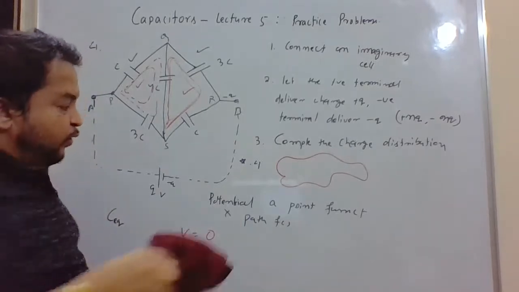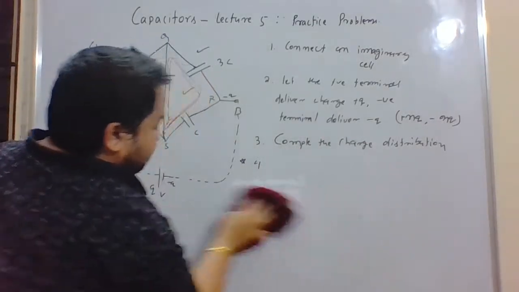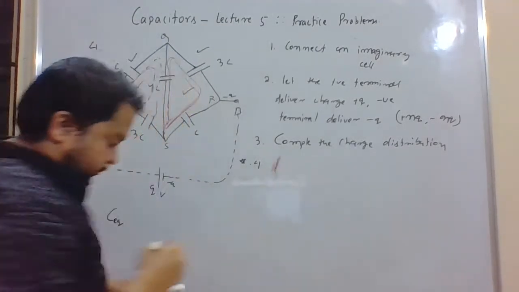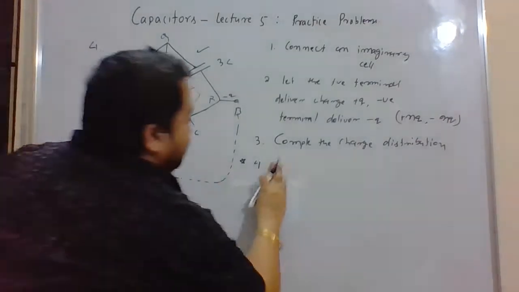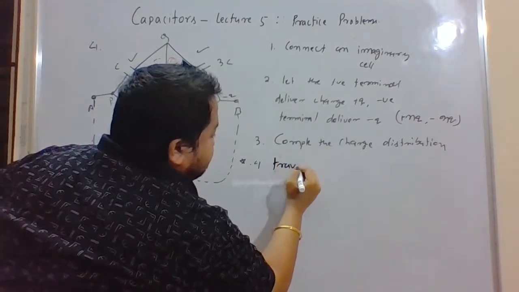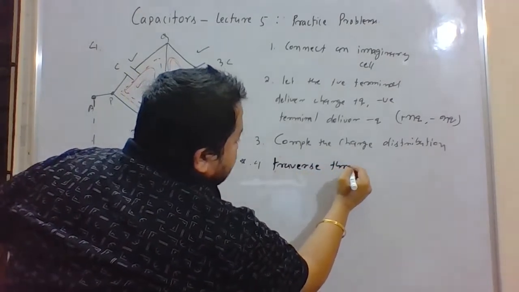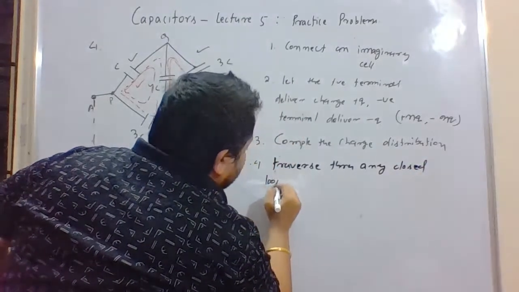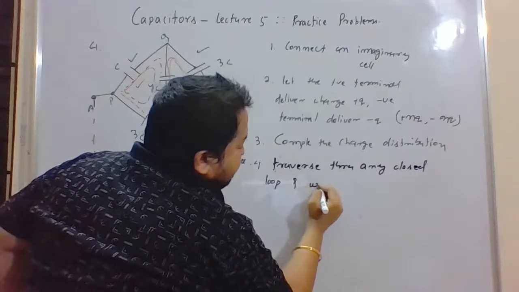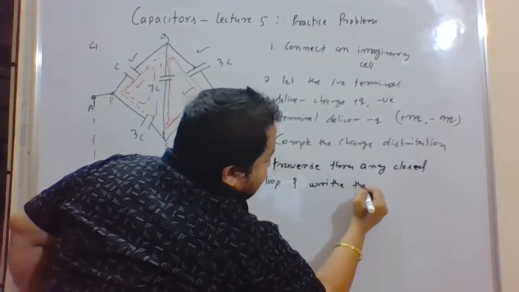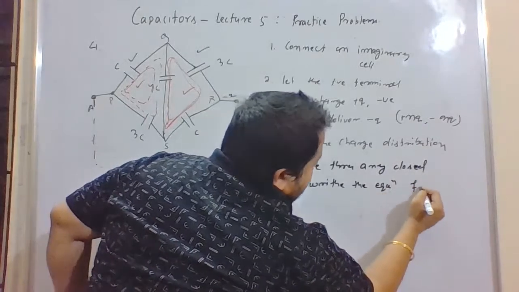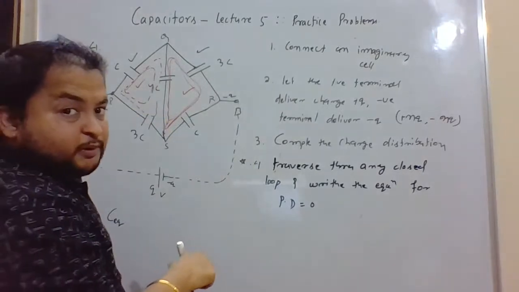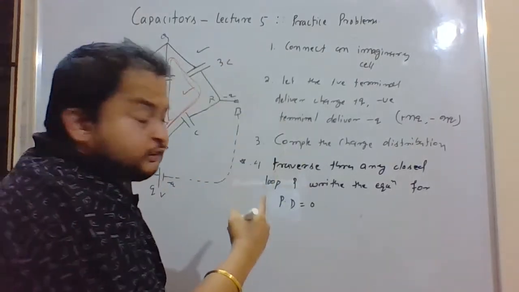In the fourth point, we'll say: traverse through any closed loop, and obviously write the equation for potential difference equals to zero. We'll see while we are solving this problem. So the net potential difference is obviously zero.